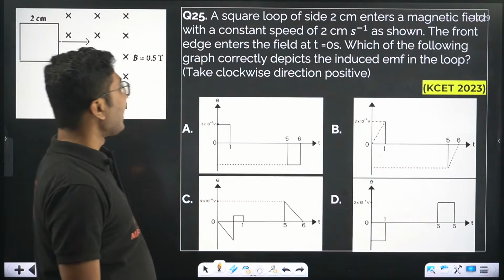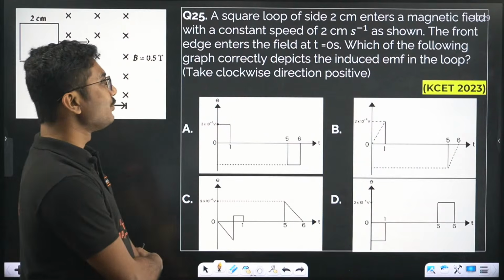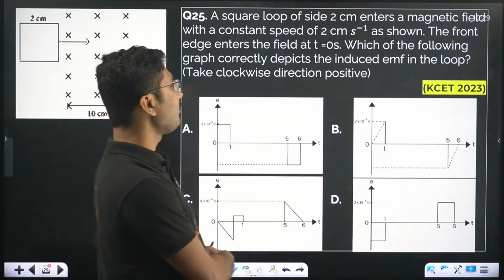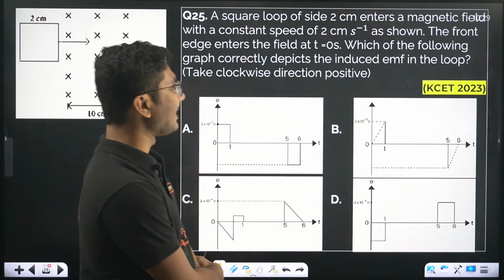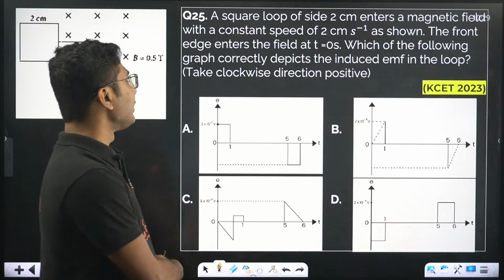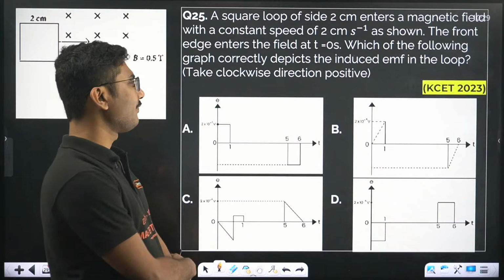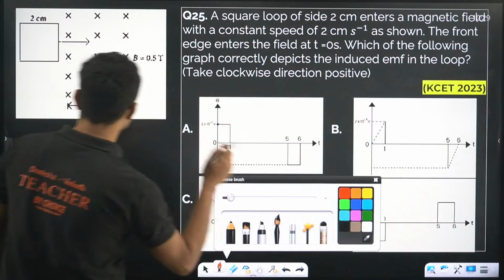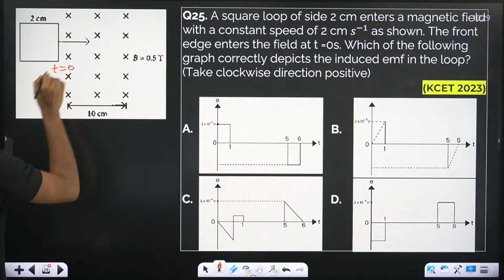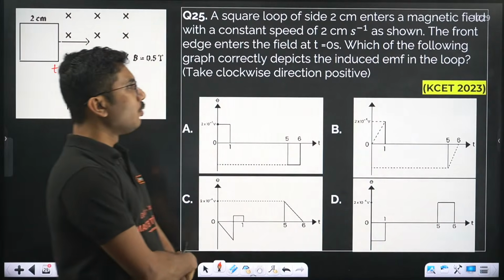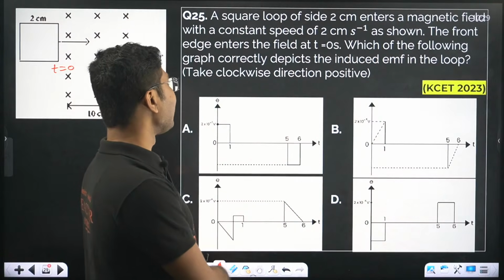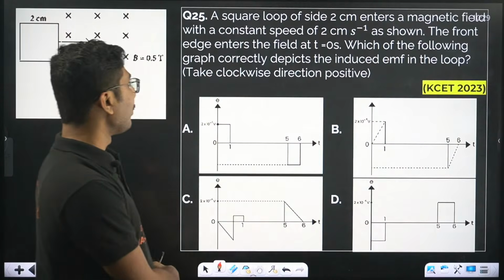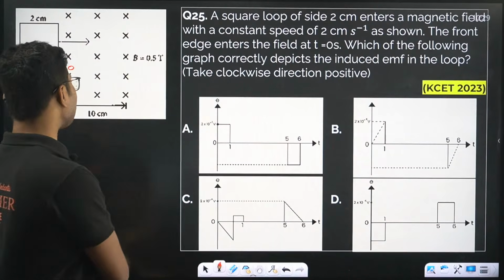Let's see. A square loop of side 2 centimeter enters a magnetic field with a constant speed of 2 centimeter per second as shown. The front edge enters the field at t equals 0. At t equals 0, this front end enters. Which of the following graphs correctly depicts the induced EMF in the loop? Take clockwise direction as positive.